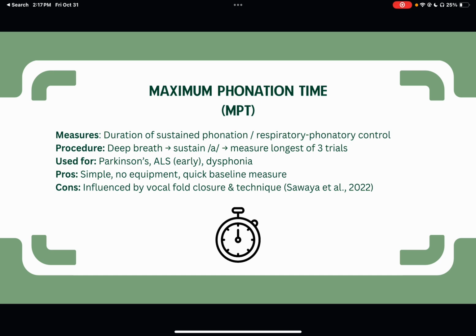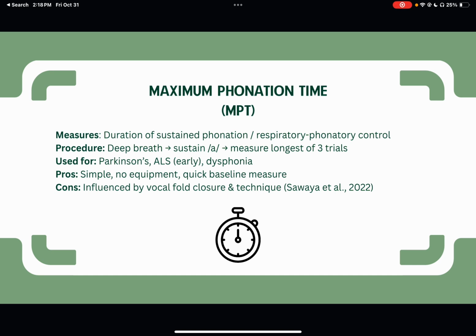MPT is often used with people who have Parkinson's disease, ALS, or voice disorders like dysphonia. It's really quick, it's reliable, and completely free to administer. All you really need is a timer or a stopwatch.